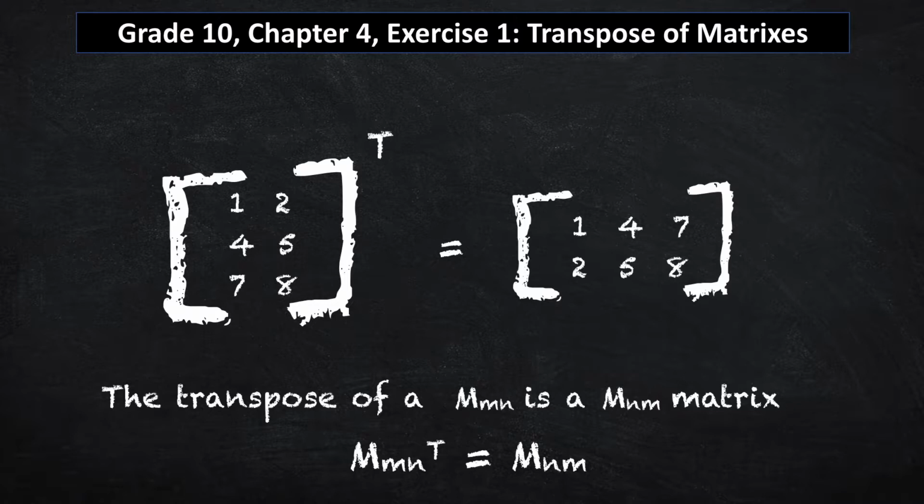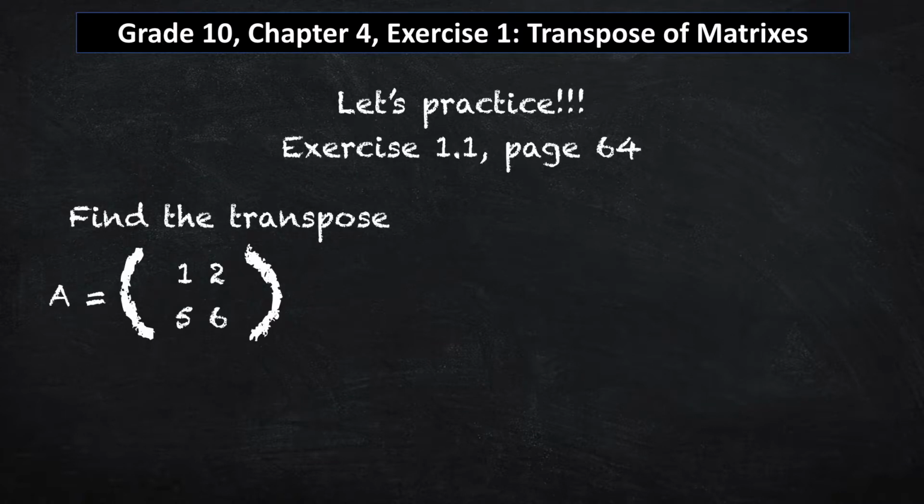Okay, now we have seen how to compute the transpose of matrices, and we can try to practice a little bit. We can practice with exercise 1. In particular, we do exercise 1.1 at page 64. So we have to find the transpose of the matrix A, which has 2 columns and 2 rows. So it's a 2 by 2 matrix.